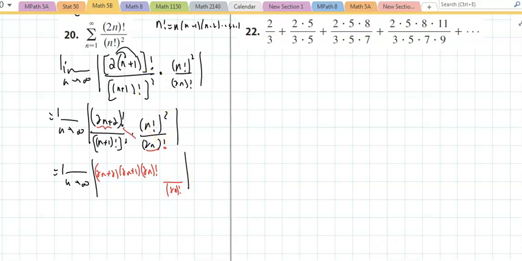And here I want n factorial squared. Well, isn't this n plus 1 times n factorial? And if I'm raising, you know what? Why am I writing so small?